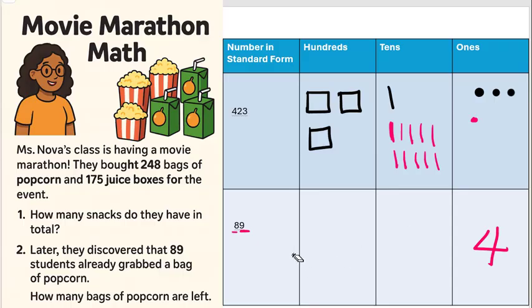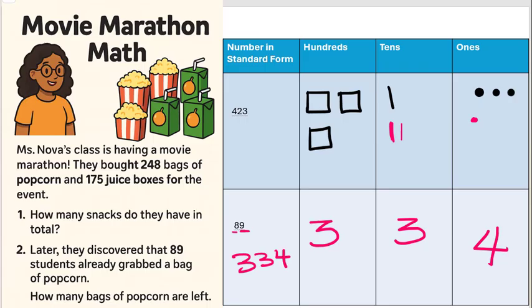Well, now let's take away 8 tens. Here we have 1, 2, 3, 4, 5, 6, 7, 8 tens taken away, gone just like that. Now we have 3 tens left over. And then, take a look. We now also have 3 hundreds left over. So our final answer of 423 take away 89 is 334.